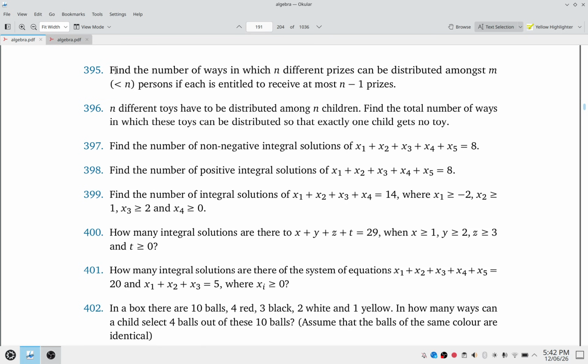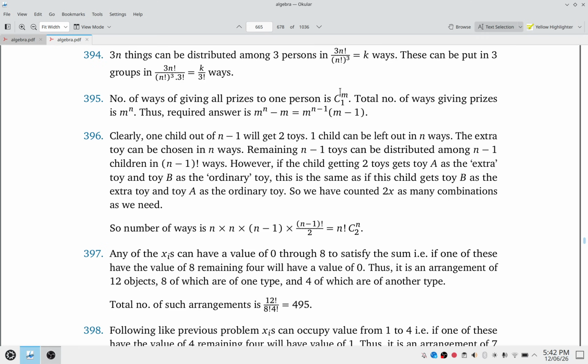Question 395 says that find the number of ways in which n different prizes can be distributed amongst m persons, where m is less than n, if each is entitled to receive at most n minus 1 prizes. The number of ways of giving all prizes to one person is mC1. Thus, total number of ways of giving prizes is m to the power n. So the answer is m to the power n minus m. So we have answer as m to the power n minus 1 multiplied by m minus 1.